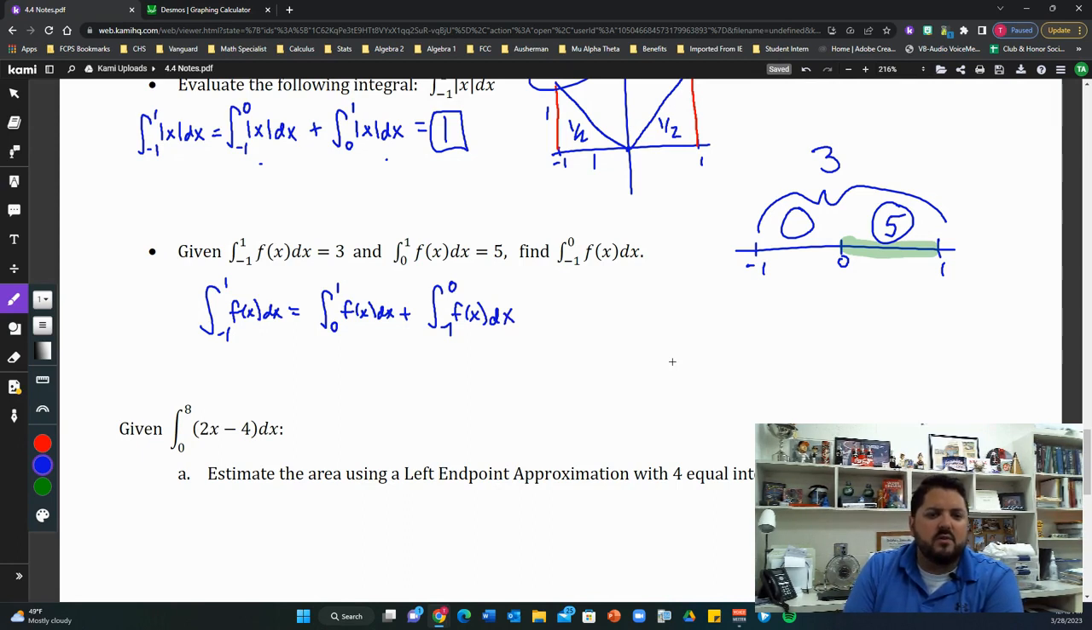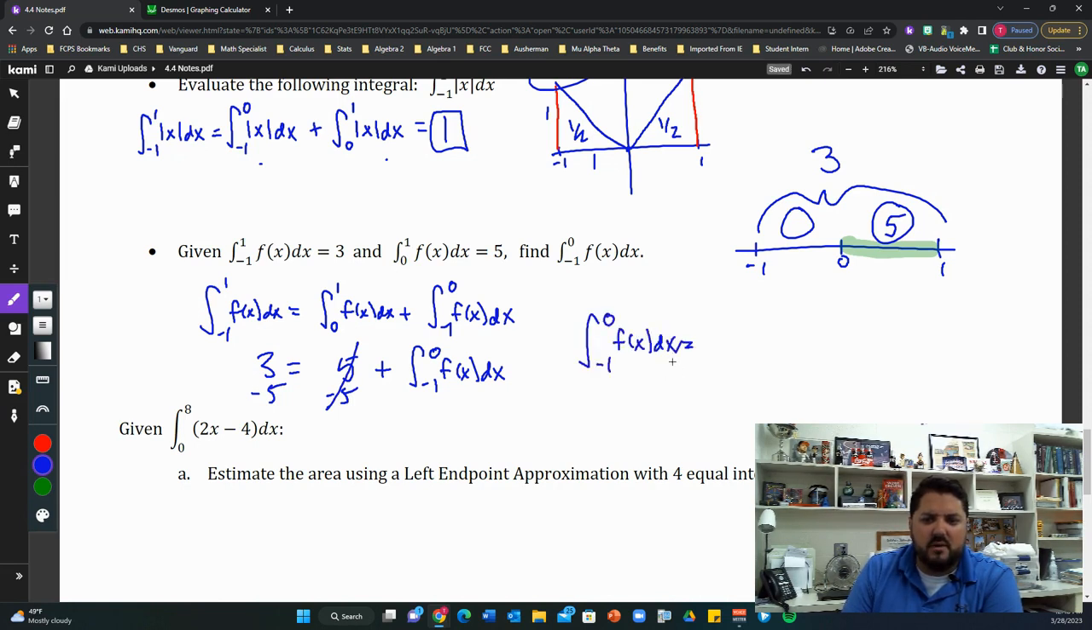I have values for these first two. 3 has to be equal to 5 plus whatever the integral from -1 to 0 of f of x dx is equal to. So we can actually solve this like a normal equation. This value has to be whatever 3 minus 5 is equal to, which is -2. So the integral from -1 to 0 of f of x dx must be equal to -2. So what that really means is anytime that we see a total area is more than one of its parts, the other one has to be a negative.